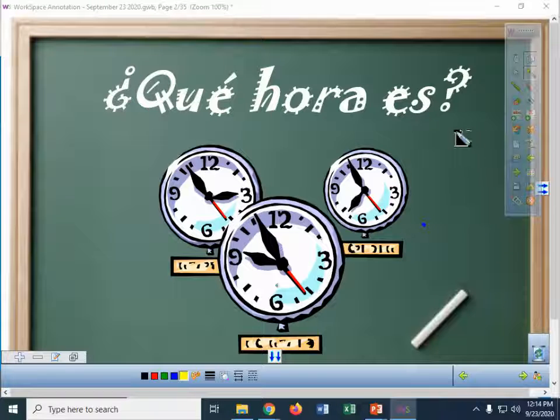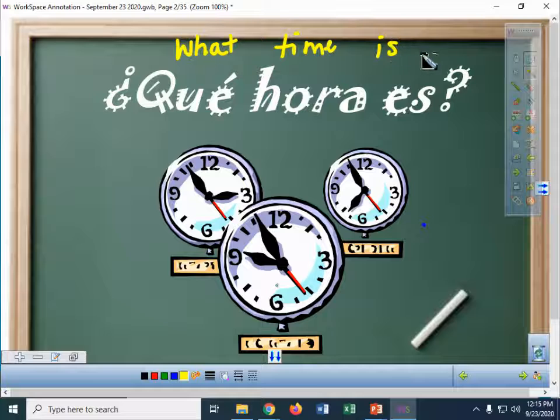All right, guys. So this is our lesson about time, and this will help us practice with numbers, which is our lesson from yesterday. So how do I say what time is it in Spanish? Well, what time is it in Spanish is ¿qué hora es? We're going to write it right here. What time is it? So this is my question.